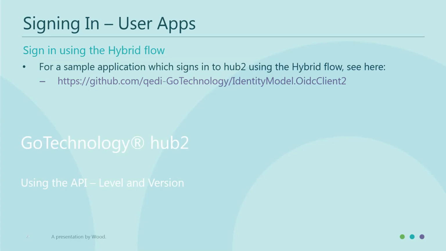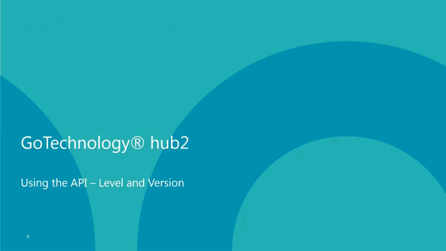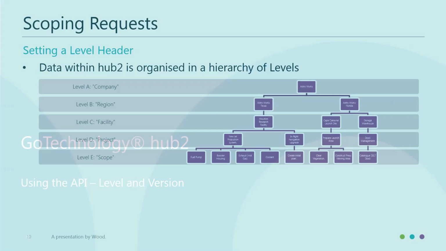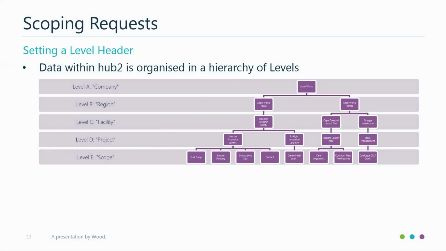Before we can go ahead and use our access token, there are a couple of other things we need to think about before we can make requests. The data in hub2 is organized into 5 layers of hierarchy so that it can be shared across organizations. Those levels are arranged in a tree structure with level A at the top and level E at the bottom, although in your case, they may be called something else, such as region, project, or scope.